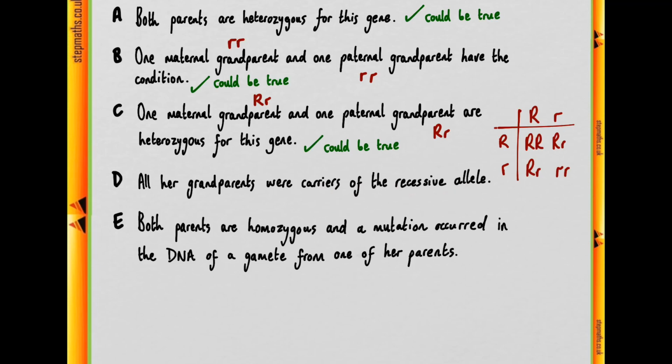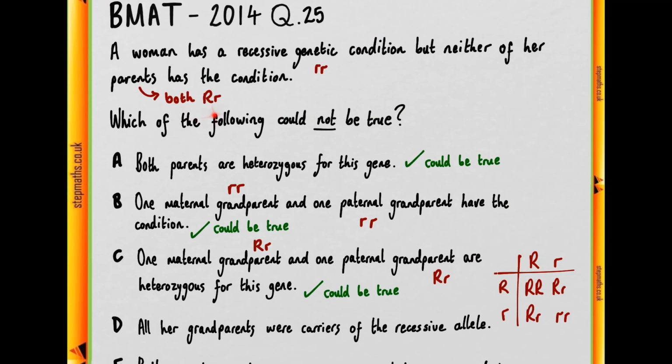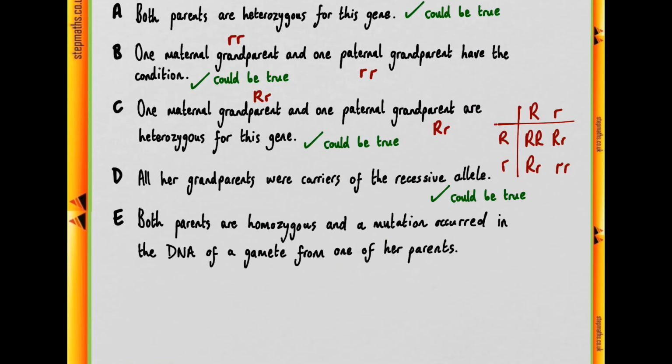So that could be true. For example, if all of her grandparents were heterozygotes, well, we know that a heterozygote cross can produce the heterozygote parents, as I said earlier, so that's also possible.